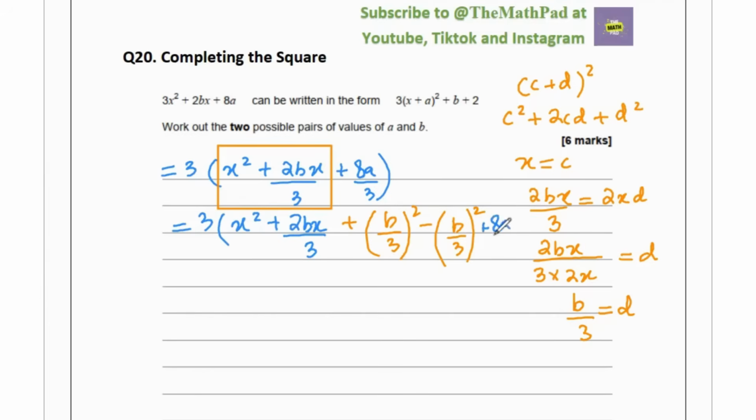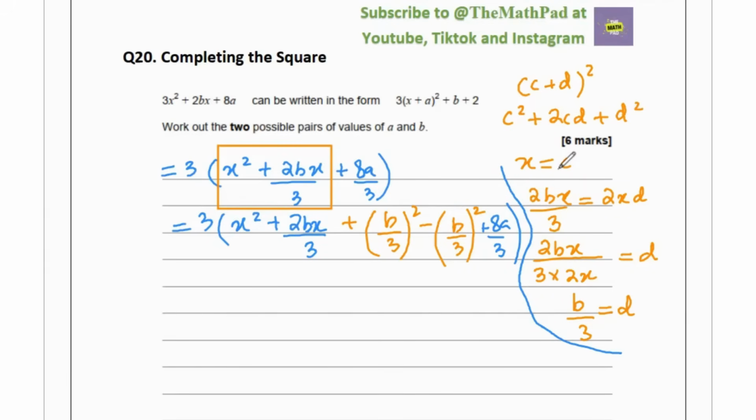Plus 8a over 3. Separate that. The reason why I'm doing minus b over 3 whole square is because if you're adding something new in the equation, you have to subtract it as well. If you've seen the previous version for paper 1 prediction, you must have realized I explained that to you as well, that when you're adding something new in the equation, you subtract it as well.